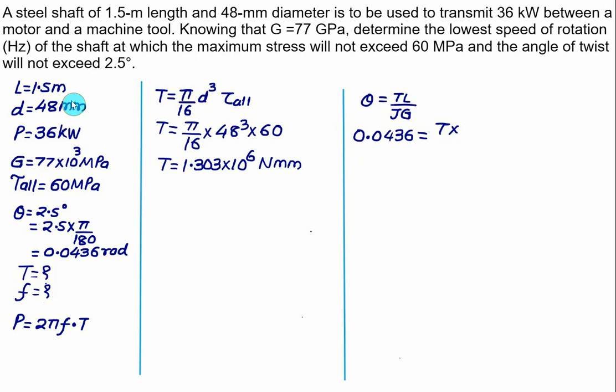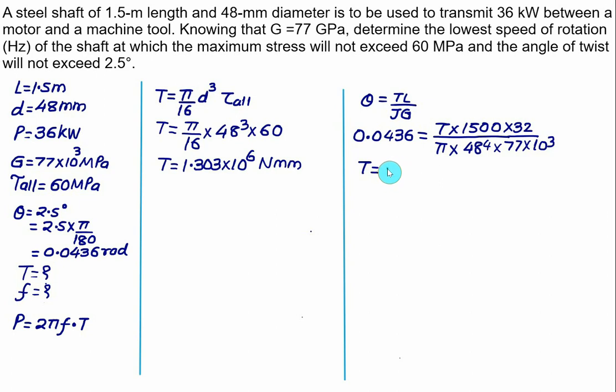Your length is given as 1.5 meter. You have to use it in mm, that is 1500, divided by pi by 32. So we have pi and 32 in the numerator, multiplied by d to the power 4. We have diameter equal to 48, so we have 48 to the power 4 multiplied by G, and the value of G is given as 77 into 10 to the power 3. Solve this equation. Here also we can find out the value of torque T.